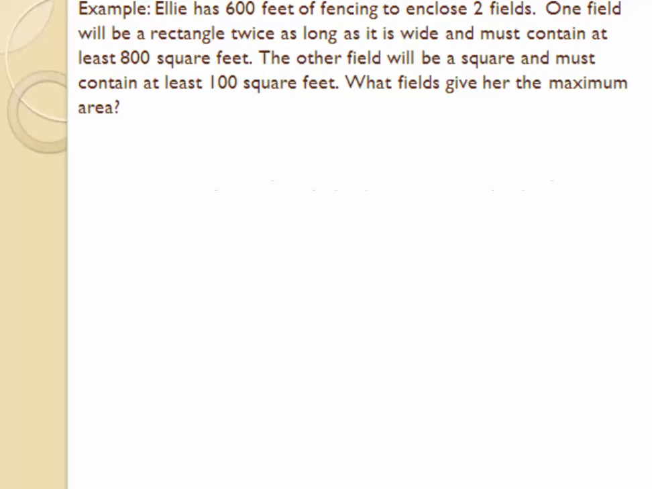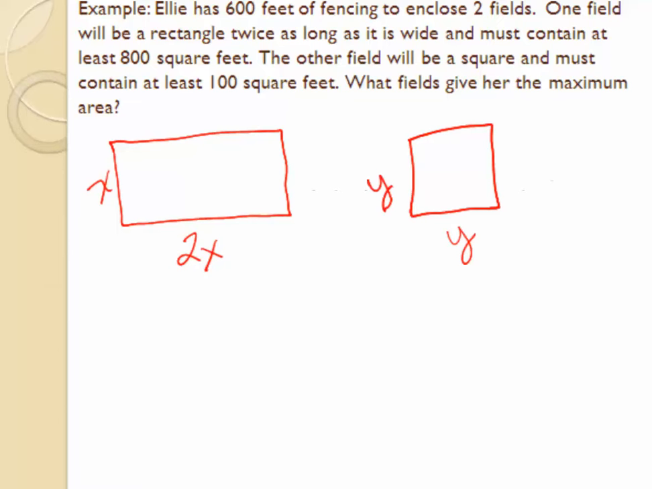Ellie has 600 feet of fencing to enclose 2 fields. One field will be a rectangle twice as long as it is wide and must contain at least 800 square feet. The other field will be a square and must contain at least 100 square feet. What fields give her the maximum area? Let's start with a sketch. Here are my 2 fields, a rectangle, where it is twice as long as it is wide, and a square.